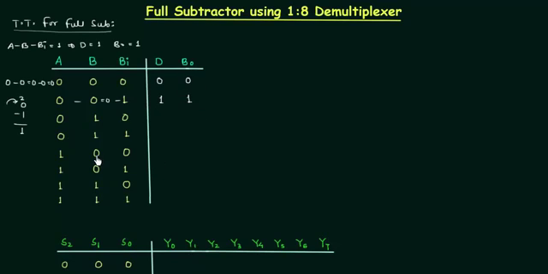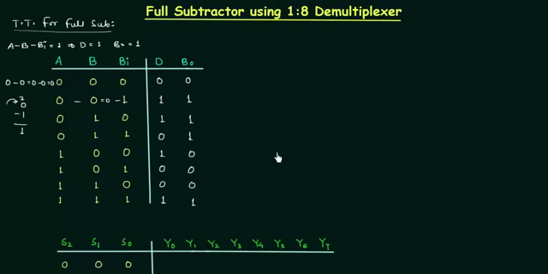In the same way, you have to complete the table. I'm just going to write down the values for difference and borrow output quickly. 1 0 1 0 0 1, and for borrow output we have 1 1 0 0 0 1. This is how the table will look once you find out the value for difference and borrow output.